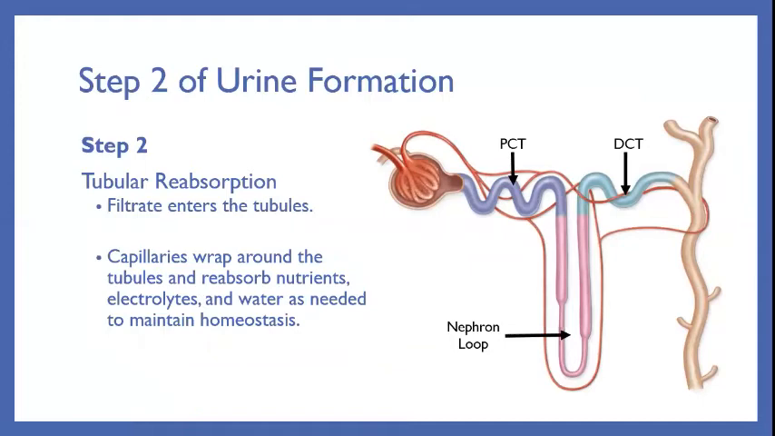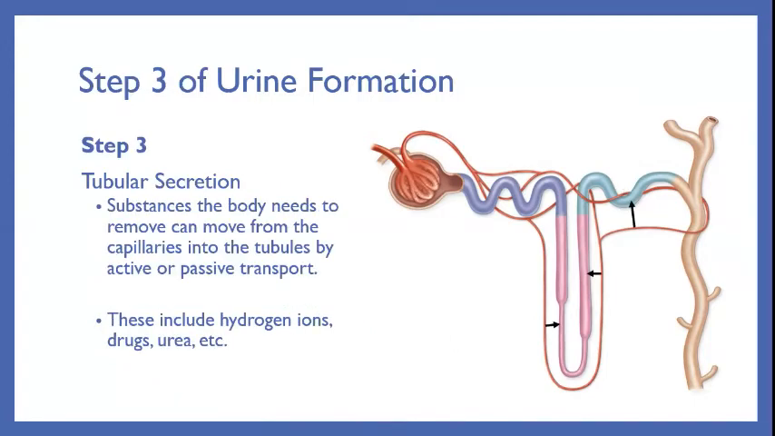The filtrate will enter the tubes, the proximal convoluted tubule, the nephron loop, and the distal convoluted tubule. The capillaries that wrap around the tubules are going to reabsorb nutrients, electrolytes, and water as needed to maintain homeostasis. We also have what is called tubular secretion. This is when substances the body needs to remove can move from the capillaries into the tubules by active or passive transport. These include hydrogen ions, drugs, urea, etc.